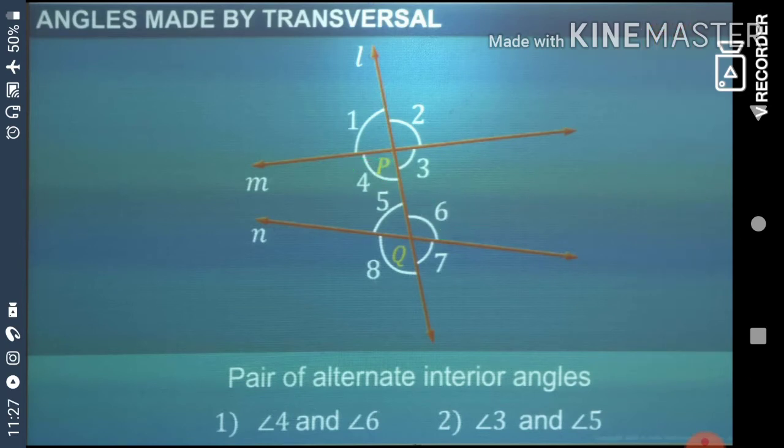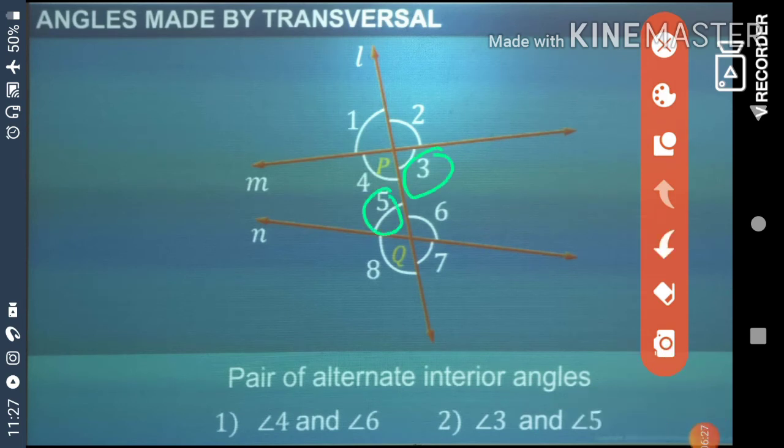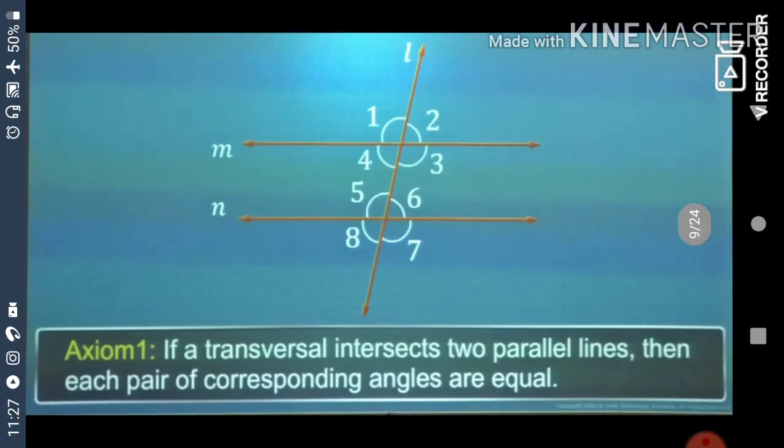The same way 3 and 5 are also alternate interior angles. 3 and 5. This is also an alternate interior angle pair. So I hope it is clear to you what a pair of alternate interior angles is. Next, axiom. Now comes axioms. As we have learned all the angles which are made on the transversal, let's learn about axiom first. Actually, this is axiom 3 because axioms 1 and 2 we have learned in our previous video. Let's learn about this next axiom.